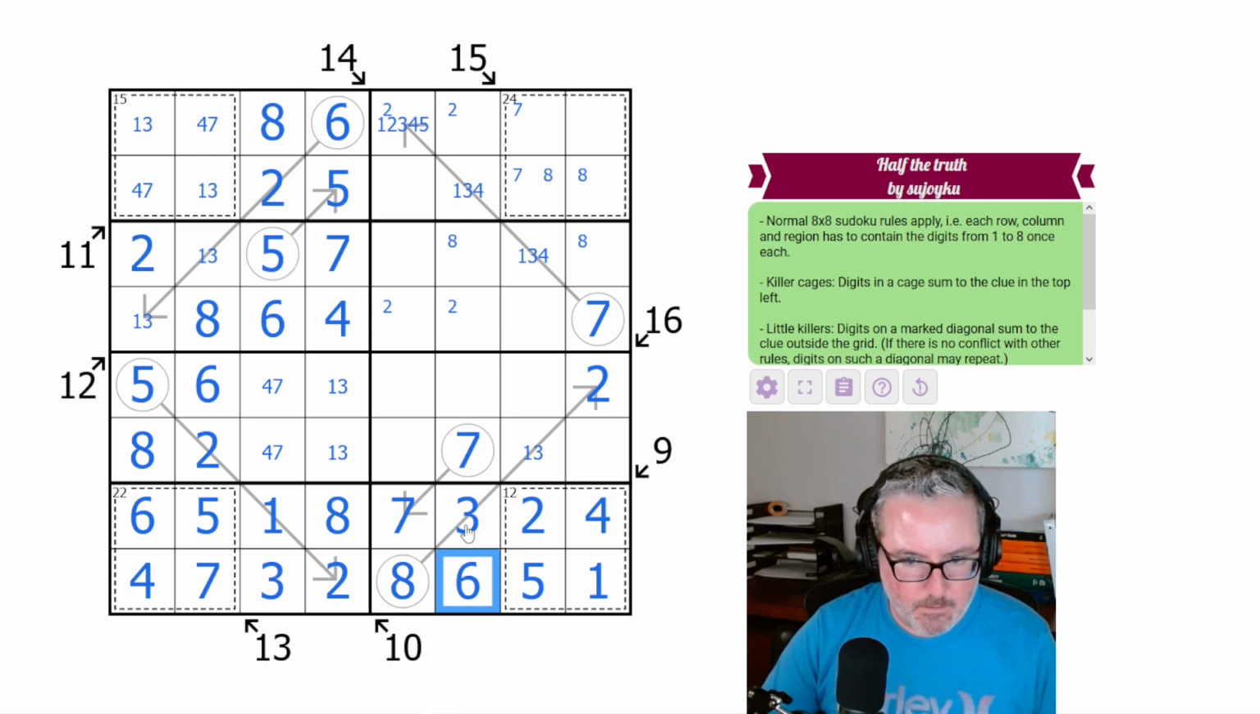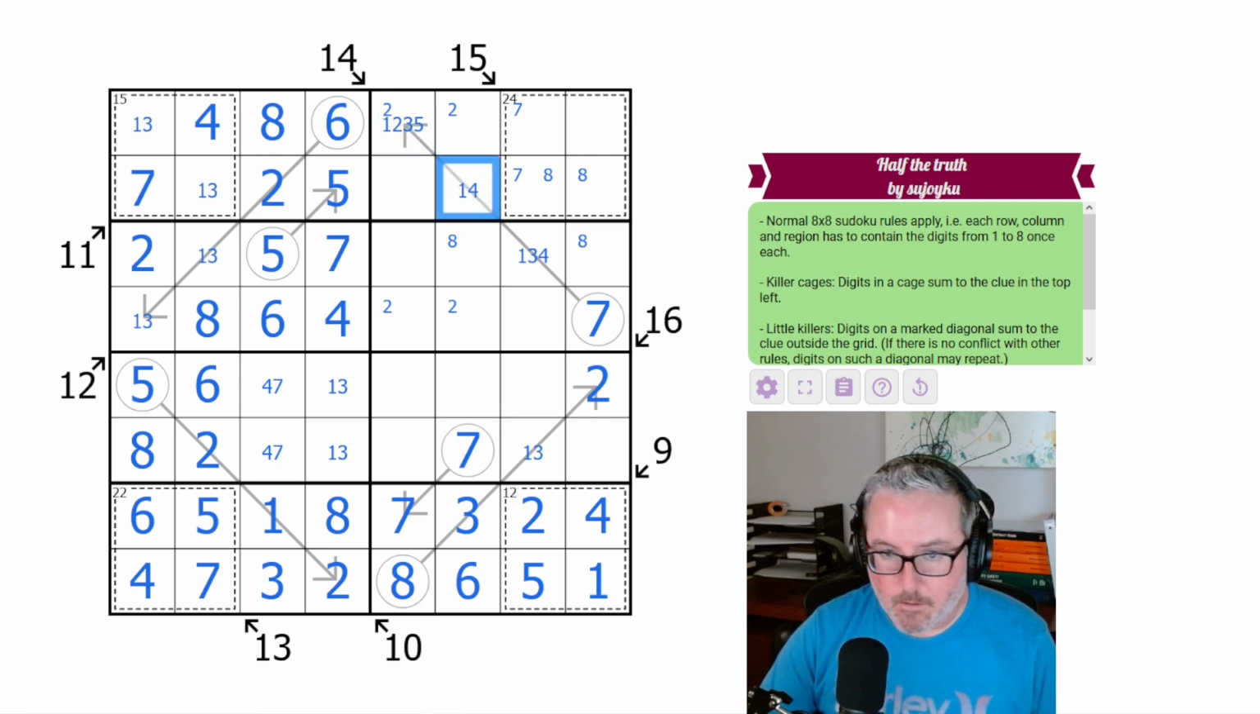Now that has to have done things elsewhere. Yes, the 4 and the 7. So this is 7, this is 4. That's no longer 4. This is no longer 3. This is no longer 7, so the 7 goes here.